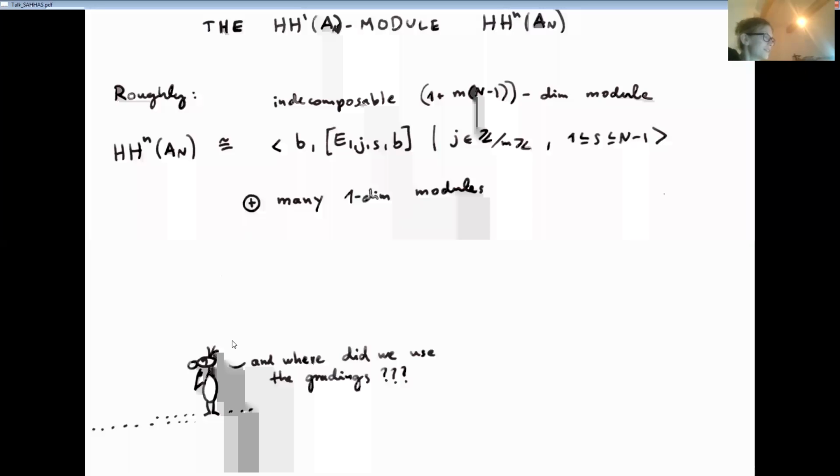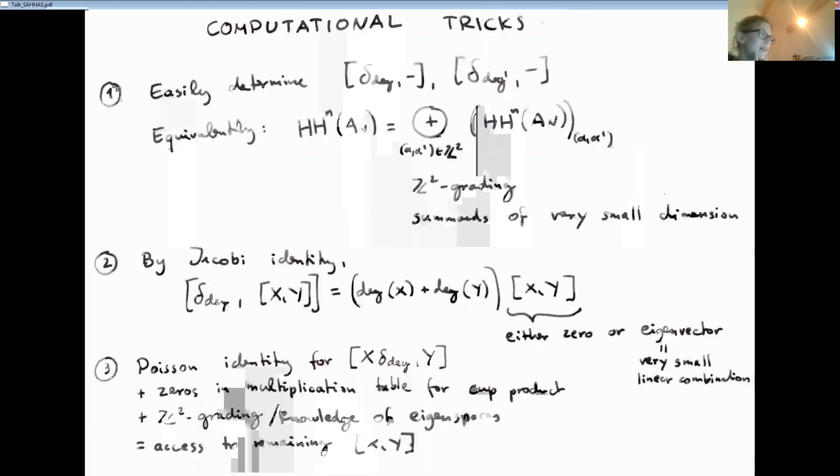Now, you might wonder, where did the gradings really go? Because I was just spending 10 minutes telling you what structure we obtained, but not so much on how we obtained it. And this is what I would like to emphasize now.